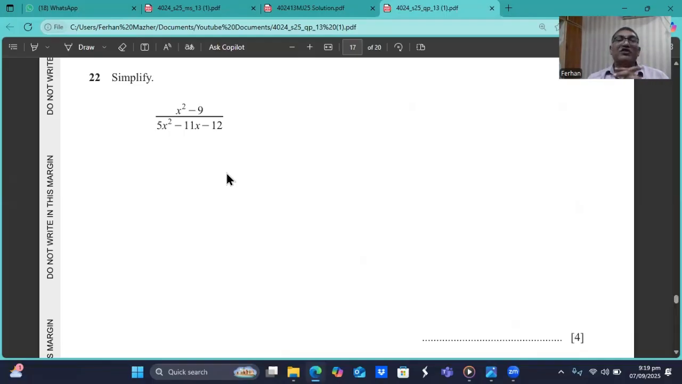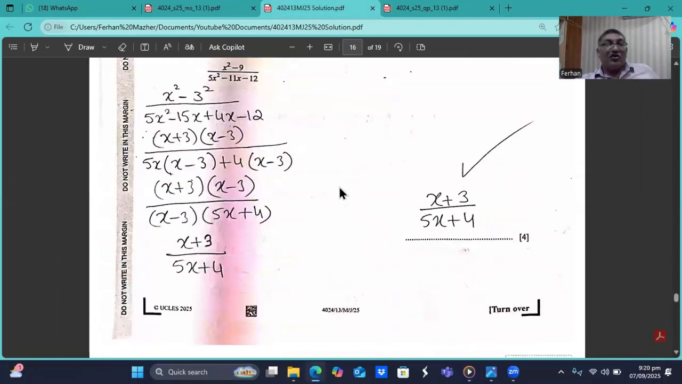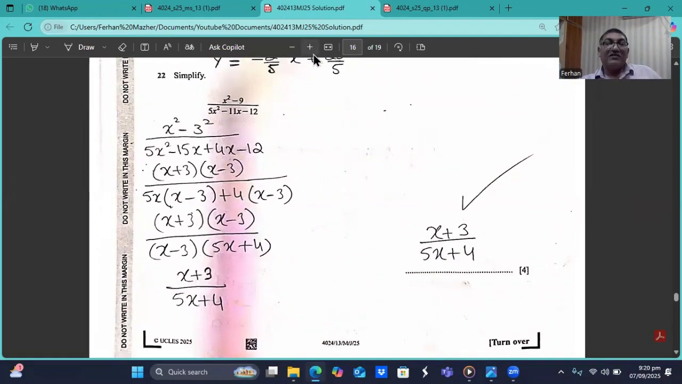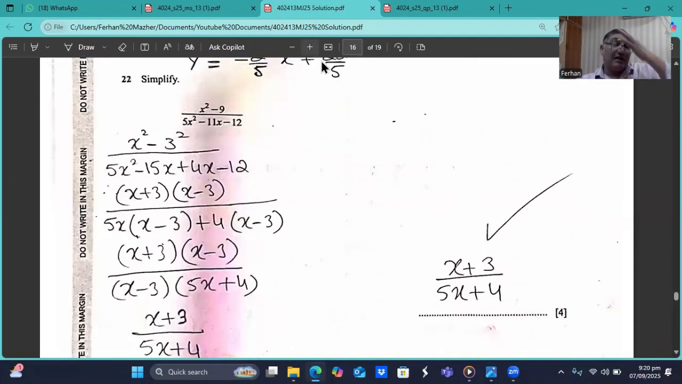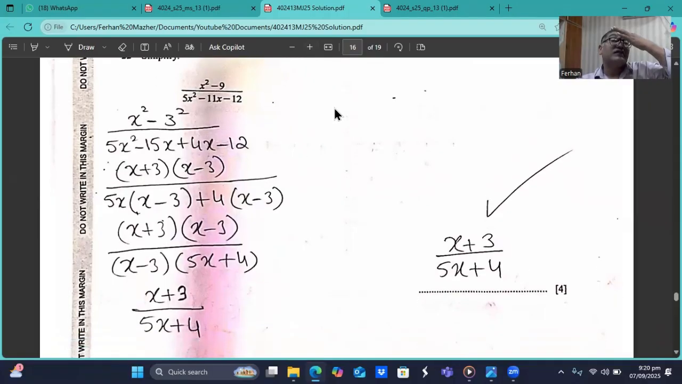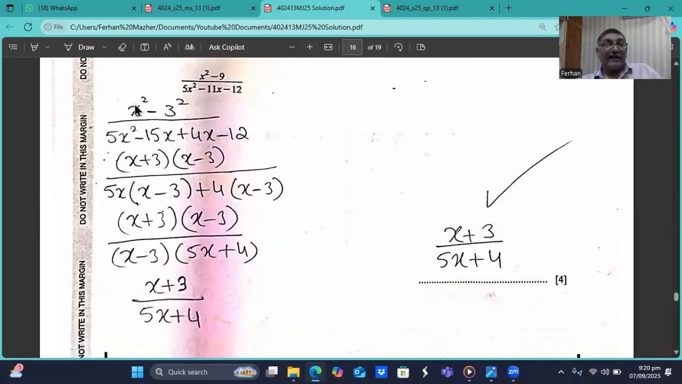And in the denominator, you have 5x squared minus 11x minus 12. Multiply the extreme terms, you get 60. Write the factors of 60, and we are going to do the midterm breaking. Then I hope that something will be cancelled out. Okay, so it's a 4-mark question. So I can write x squared minus 3 squared. Here I've done the midterm breaking. So 5x squared minus 15x plus 4x minus 12.